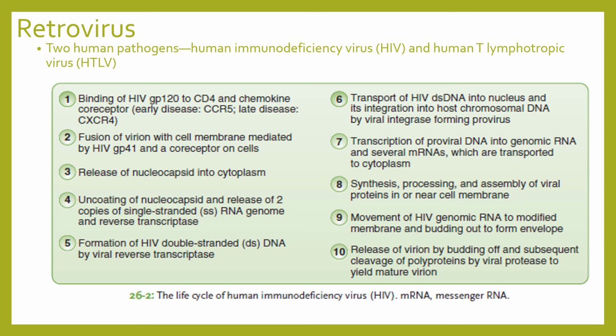There will be transcription of the proviral DNA into genomic RNA and several mRNAs, which are transported to the cytoplasm. Then there is synthesis, processing, and assembly of viral proteins in or near the cell membrane. There will be movement of HIV genomic RNA to the modified membrane and budding out to form the envelope. And lastly, there will be release of the virion by budding and subsequent cleavage of the polyproteins by the viral protease to yield a mature virion. So this table just shows the life cycle of HIV.